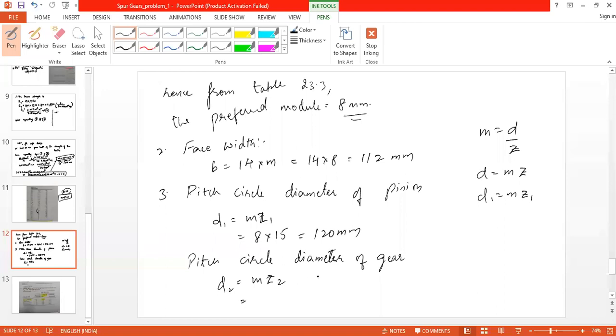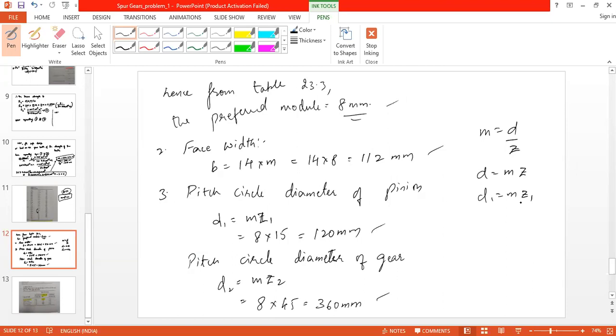The pitch circle diameter D2 is equal to M Z2. So M is 8 and what is Z2? 45, sir. 45. So it is 360 mm. Okay. So now we got all the answers: module, face width and pitch circle diameter.